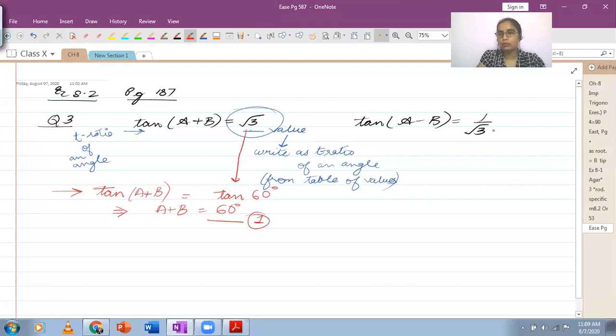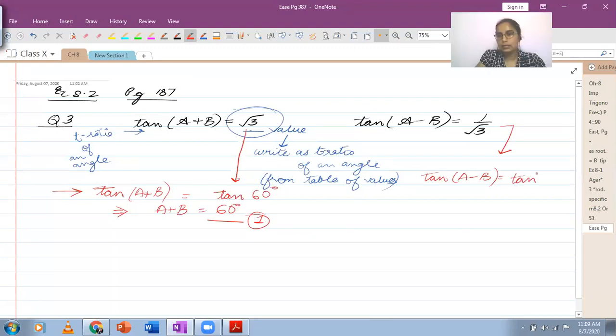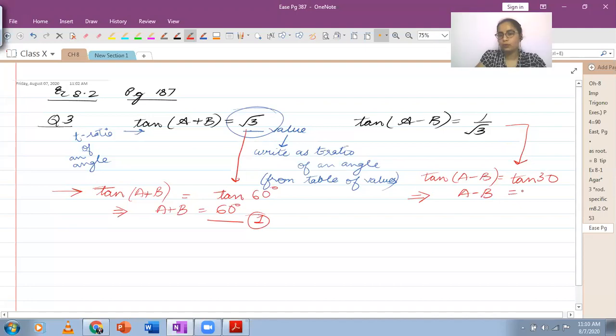Similarly, I want to find out from the table if there is any angle for which tan of that angle is 1 by root 3. Tan 30 degree. 30 degree. That's right. For tan 30 degrees, we have the value as 1 by root 3. So from here, the value of the angle is 30 degree. This is equation number 2. Now we want to solve equation number 1 and equation number 2 and find A and B.